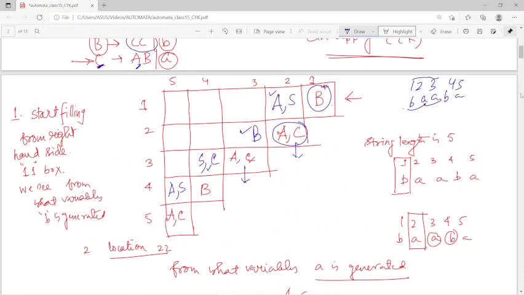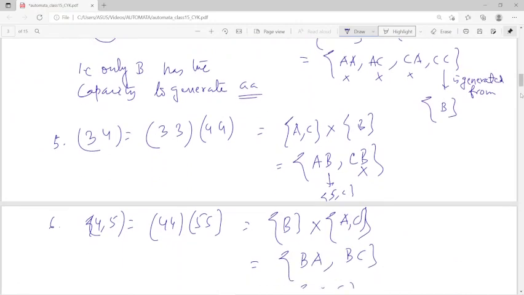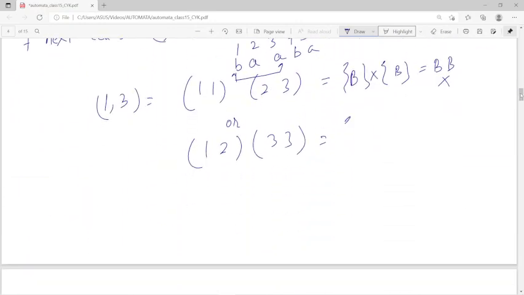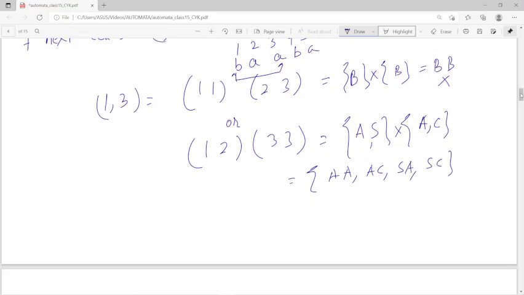So if we want to find, this is 1 and 2, this is AS, and 3 3 is also AC, AS and AC. So how can we write AS and AC? So this is AS and AC. So the thing is that AA, AC, SA, SC, this is not here, this is not here. So that means no way to generate B. What do you mean by that?